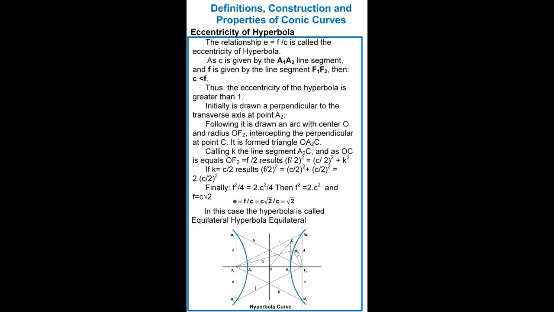If k is equal to half of the definition constant of the hyperbola, in this case the eccentricity of the hyperbola will be equal to the square root of 2. The hyperbola in this case is called an equilateral hyperbola.